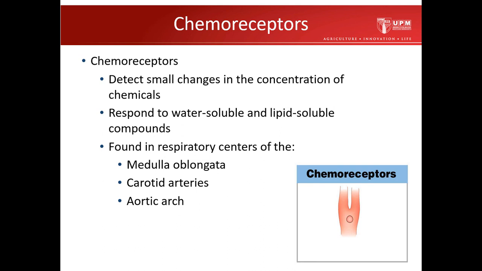So the neurons in the respiratory center of the brain will respond to the concentrations of hydrogen ion and also the level of the carbon dioxide molecule in the spinal fluid. And chemoreceptors can be found in the respiratory center of the medulla oblongata, carotid arteries, and also aortic arch.